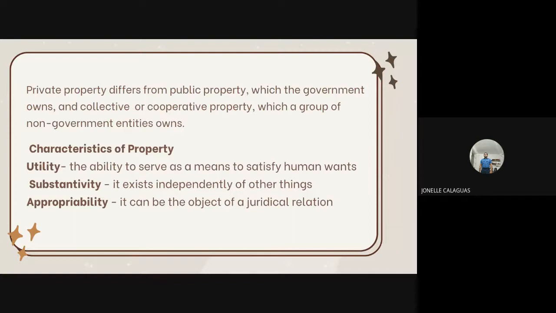Utility, the ability to serve as a means to satisfy human wants. Substantivity, it exists independent of other things. Profitability, it can be the object of a juridical relation.